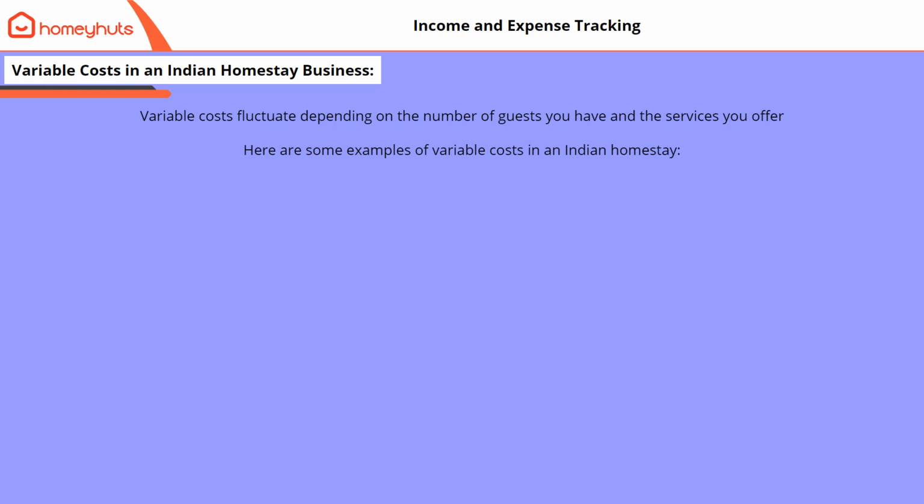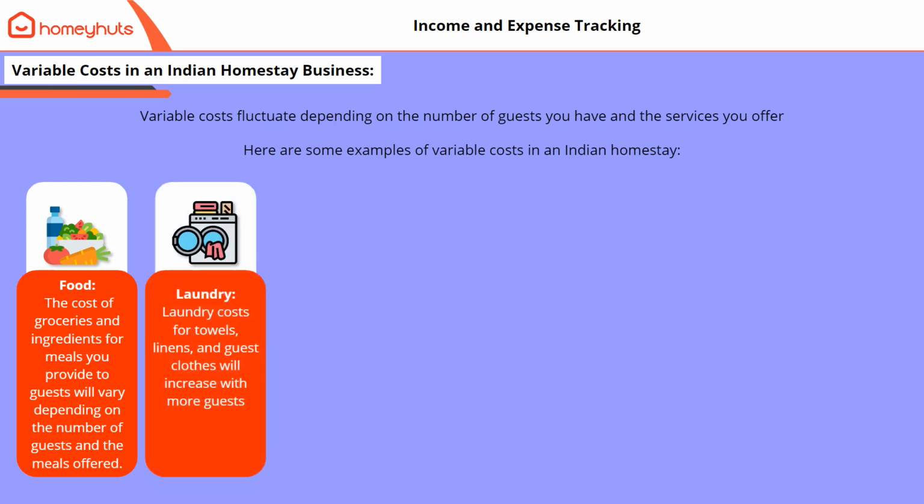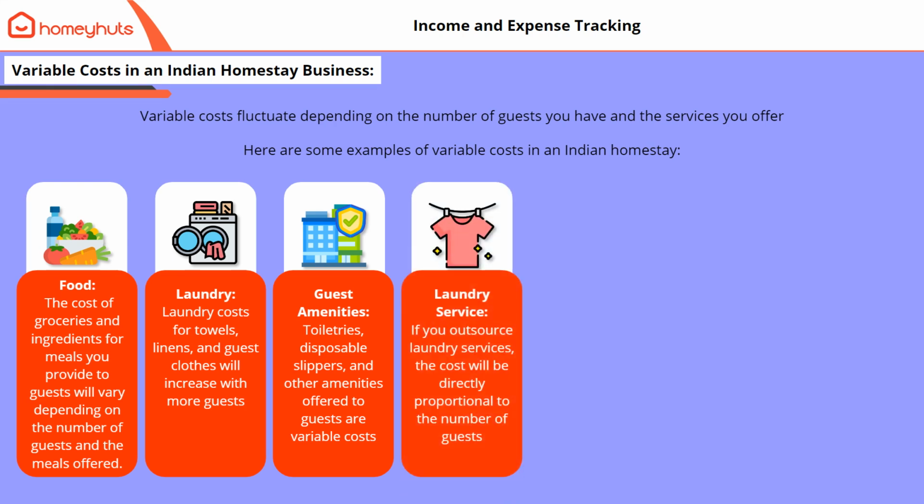Here are some examples of variable costs in an Indian homestay. Food. The cost of groceries and ingredients for meals you provide to guests will vary depending on the number of guests and meals offered. Laundry. Laundry costs for towels, linens, and guest clothes will increase with more guests. Guest amenities. Toiletries, disposable slippers, and other amenities offered to guests are variable costs. Laundry service, if outsourced. If you outsource laundry services, the cost will be directly proportional to the number of guests.